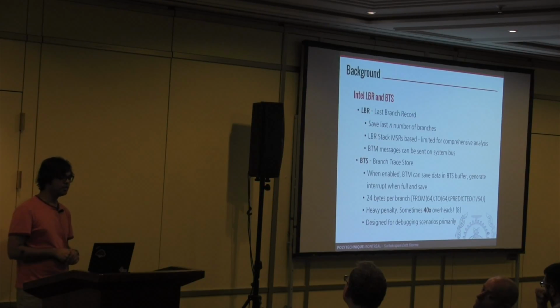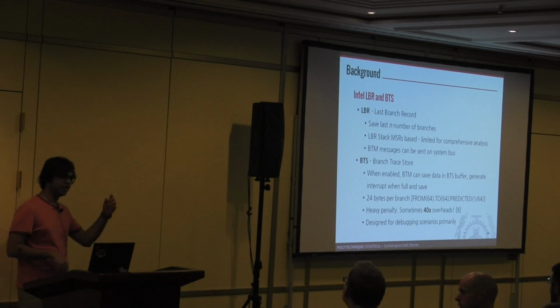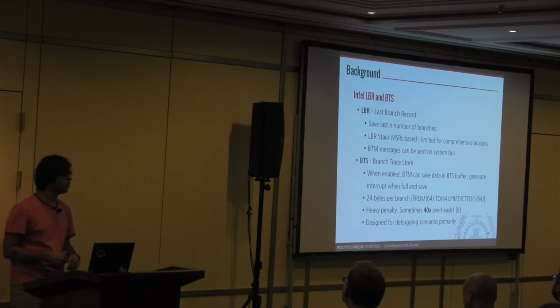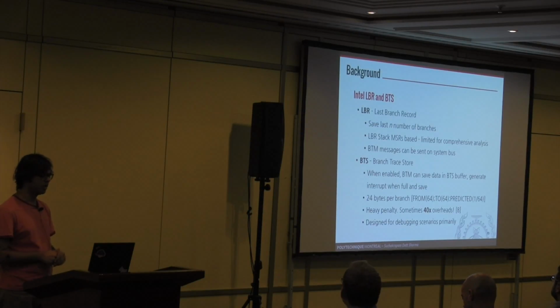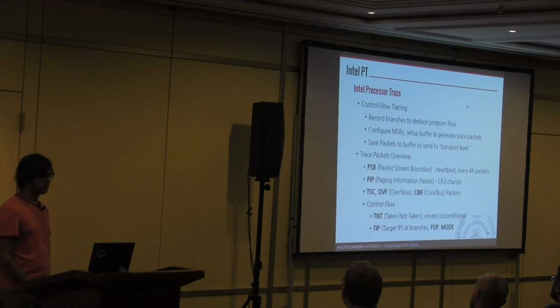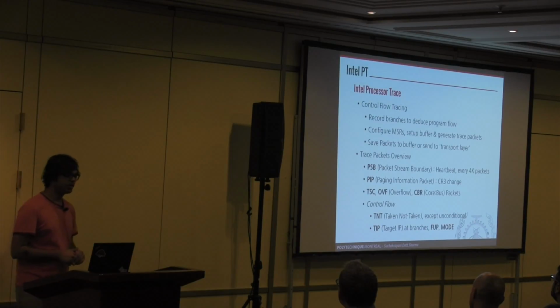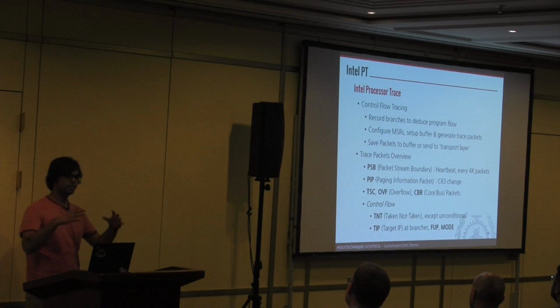Because for every branch, it is storing 25 bytes: where it came from, where it's going to go, and whether it was a predicted branch or not. It was a very heavy penalty, sometimes 40 times. So you could use it just for one-shot debugging and not for continuous tracing. Now it's been improved as Intel Processor Trace, where you can do complete control flow tracing.